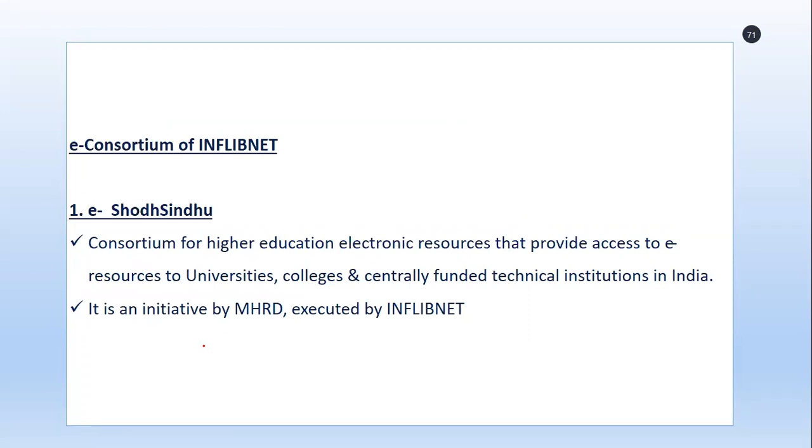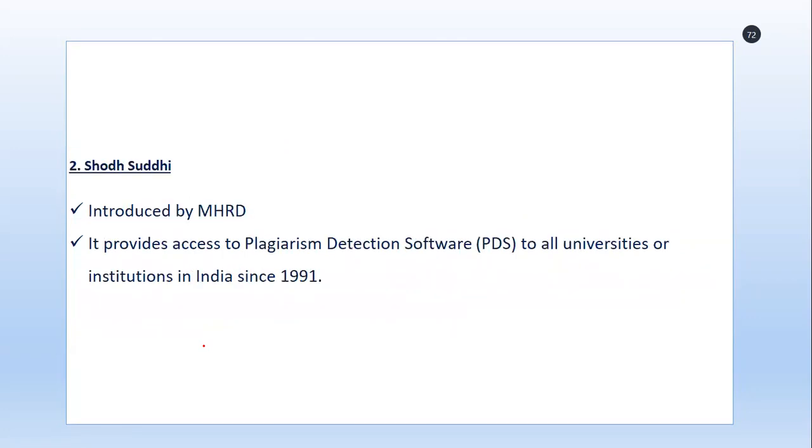So the first one is e-ShodhSindhu. That is nothing but a consortium for higher education electronic resources that provides access to e-resources to universities, as well as colleges and centrally funded technical institutions in India, which is again an initiative by the Ministry of Human Resource Development, which is executed by INFLIBNET. So this is the first consortium.